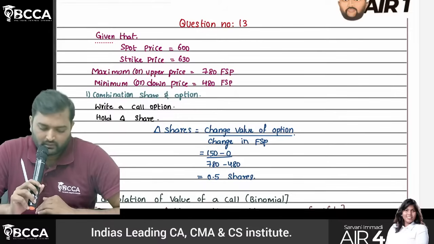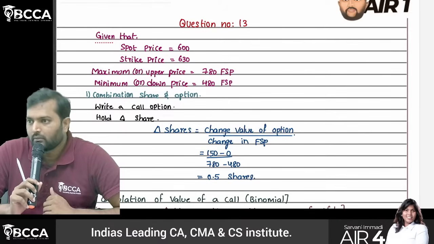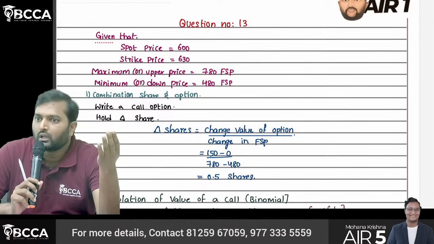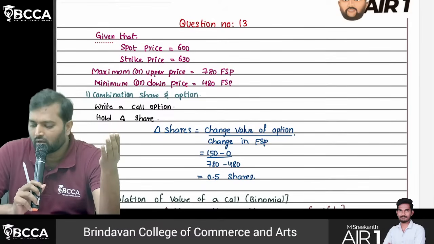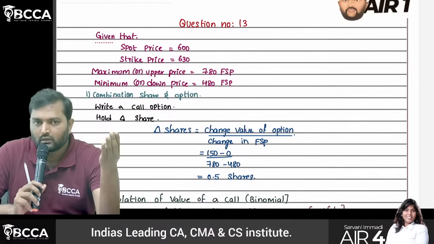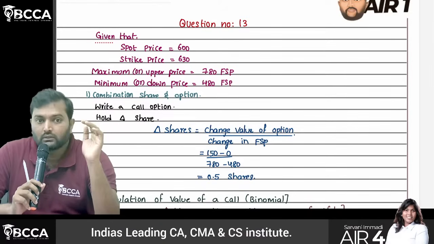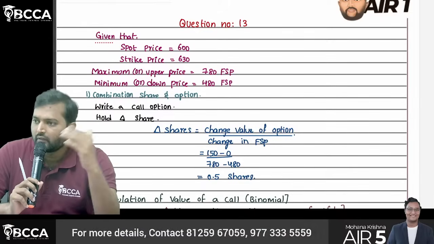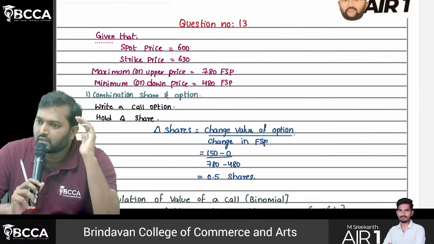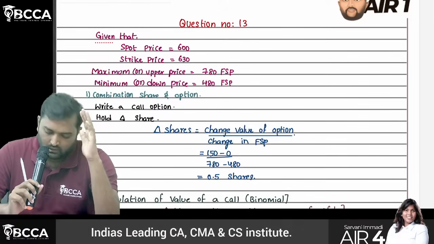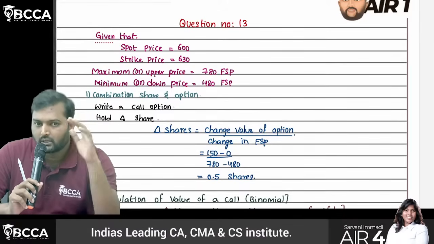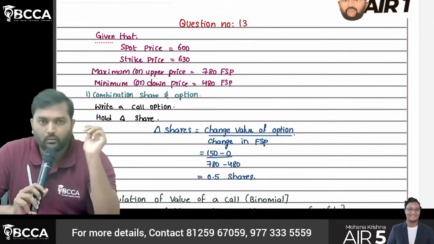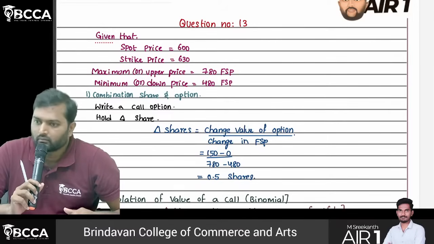What is the strike price? 630. Price may move up to 780. If the price moves up to 780, the holder will exercise the call option, and the value of the call option is 150. If the price decreases to 480, then the value of the call is 0. So the change in value of option is 150 minus 0, divided by the change in value of a share, 780 minus 480, which is 300. 150 divided by 300, so the answer is 0.5. 0.5 shares is the answer. Clear? Done.